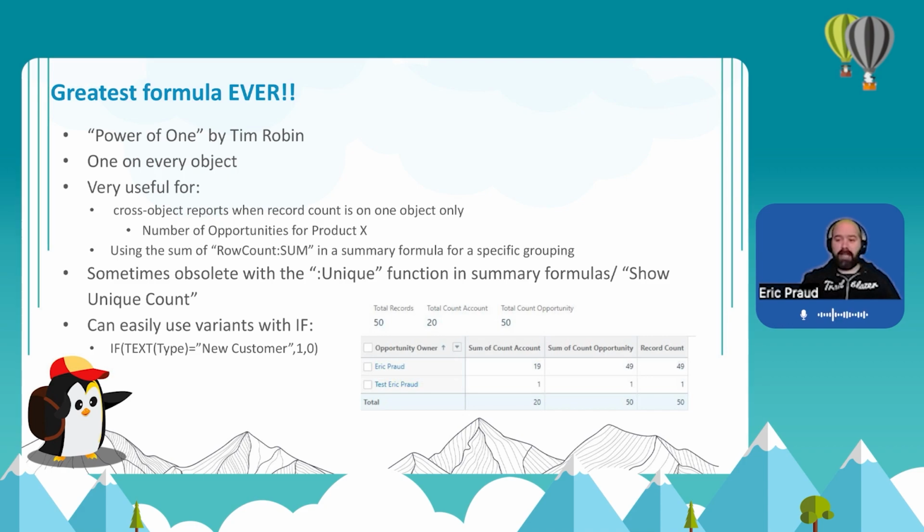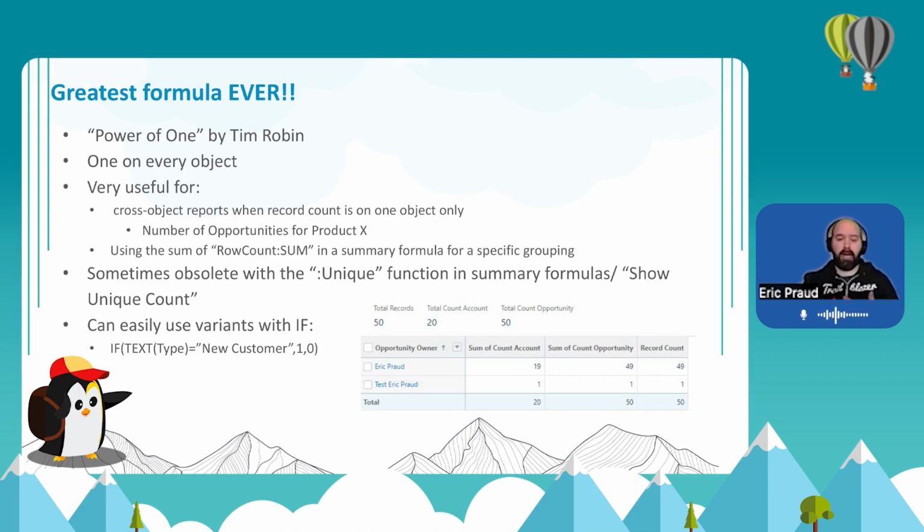You can also see how it can be handy in the report in the screenshot, where I can now see how many accounts and opportunities are owned by whom. We can see that the report was already giving me a record count on opportunities only. Thanks to the power of 1, I can also have the record count on accounts. You can now use the unique function in summary formulas, or show the unique count. That kind of works the same way, but it is not always available.